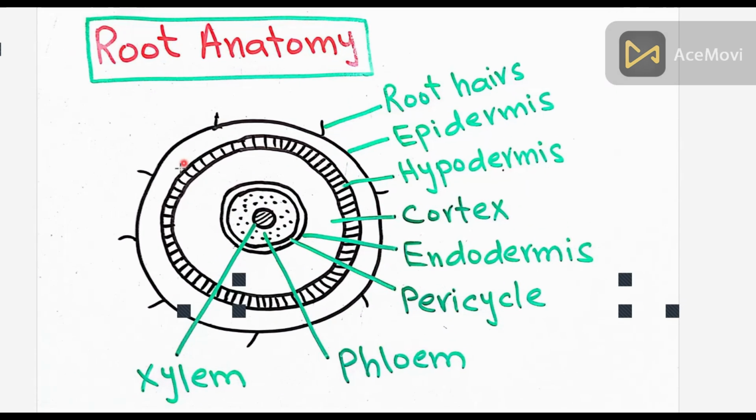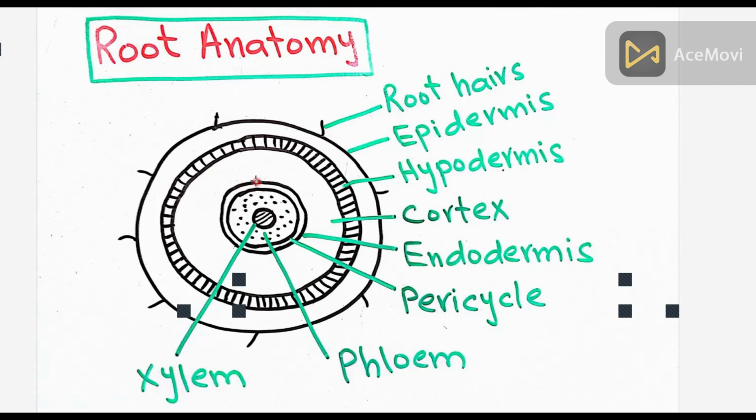This diagram is showing the root anatomy of Selaginella. The root is bounded by a single layered epidermis, which is covered by a thin layer of cuticle. Root hairs arise from epidermal cells. Beneath the epidermis, there is a wide zone of cortex. It is differentiated into outer hypodermis, composed of sclerenchymatous cells, and inner thin-walled region. The innermost layer of cortex is endodermis.